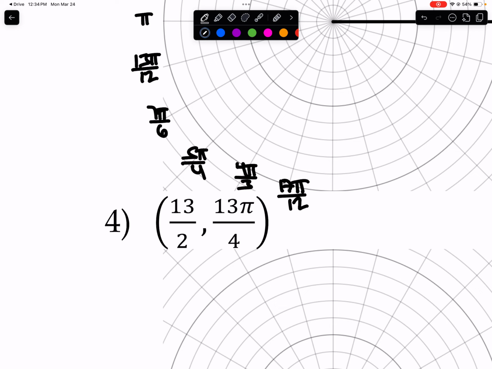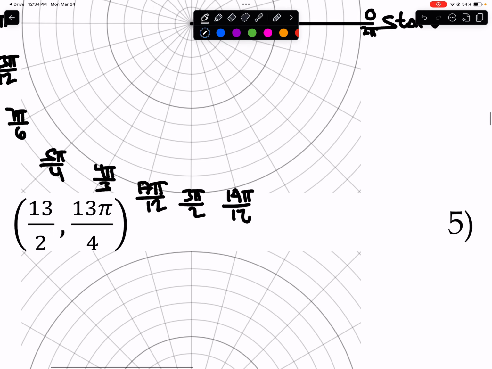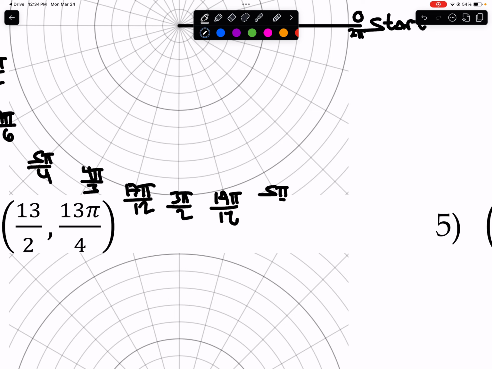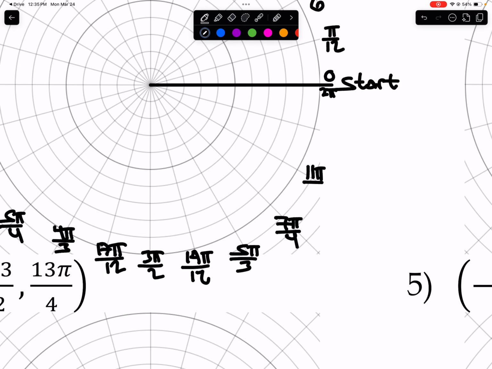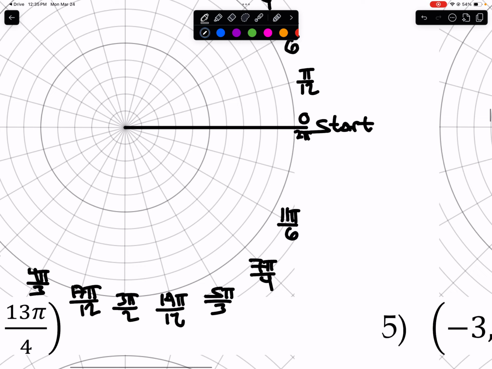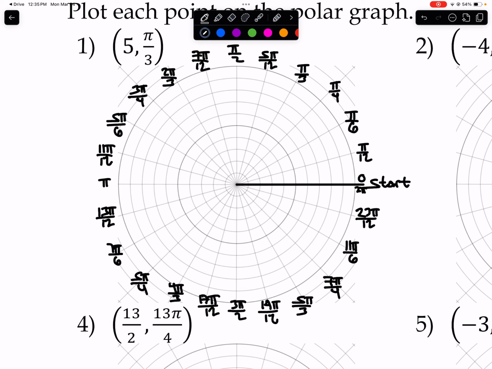17 pi over 12. 3 pi over 2. Then 19 pi over 12. 5 pi over 3. And then we're going to go up to 7 pi over 4. 11 pi over 6. And 23 pi over 12. And then all the way back to 24 pi over 12, which would just be 2 pi. So we won't need that one. So this is going to be kind of your graph that we're going to be referencing.